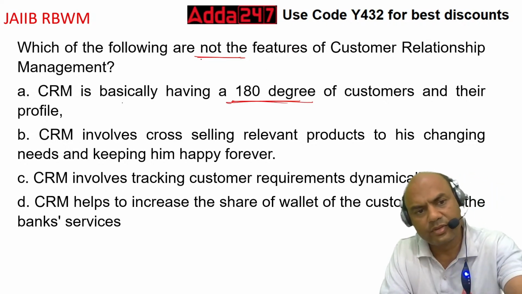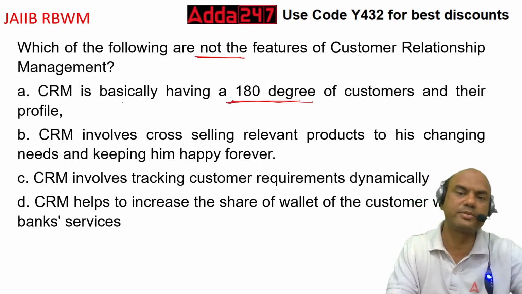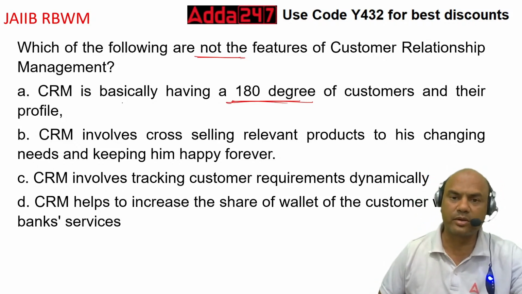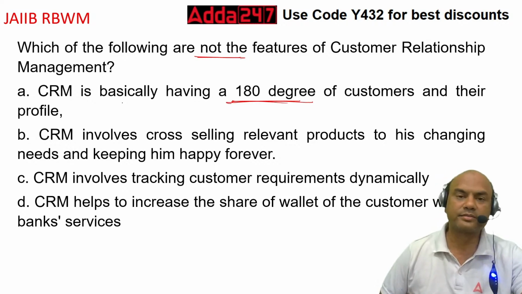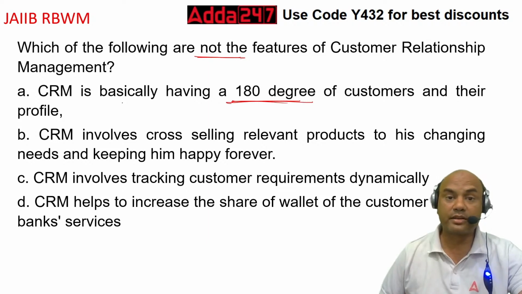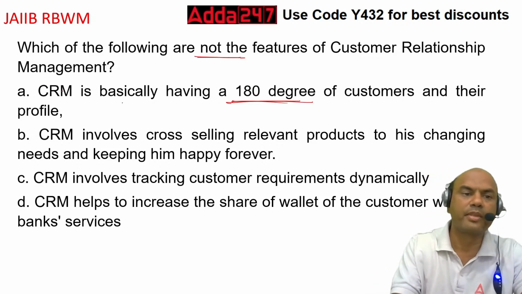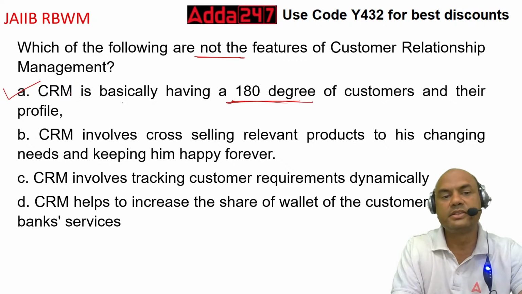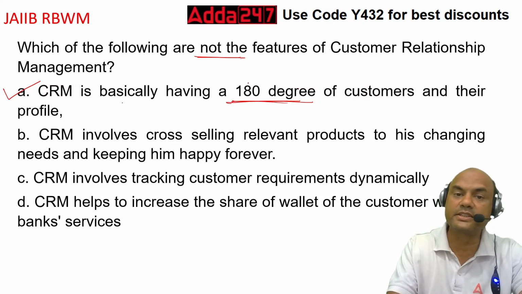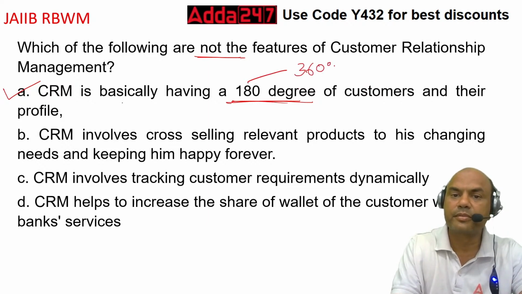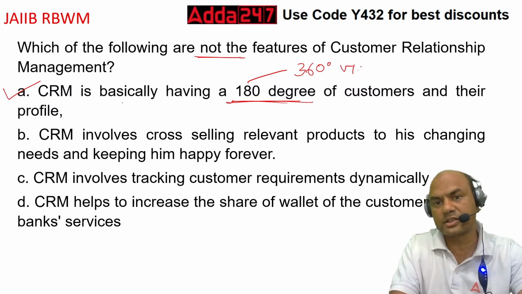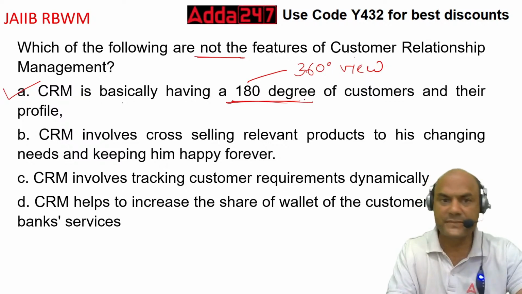Think over it. There's a trick in this problem, this numerical and this objective question. What is that trick? Big trick in this. Very simple one. You'll understand it immediately once I tell you. In the comment section, which one is not correct? It is this one. Why? CRM is basically having a 180-degree view of the customers. It's not 180, it's 360-degree view. 360-degree view of the customers. So that is correct. Got it, everyone?